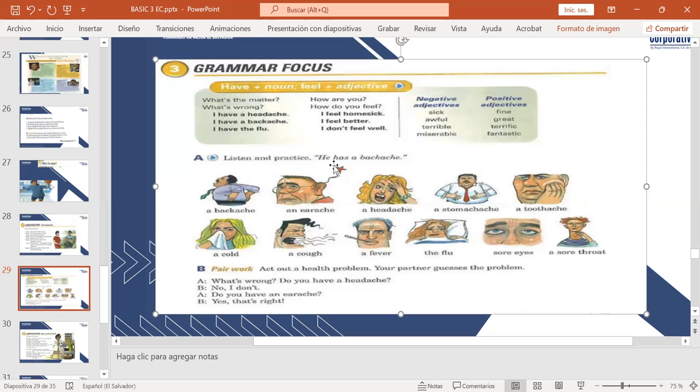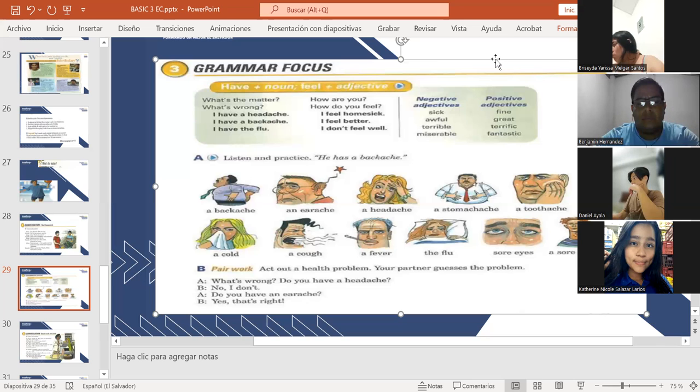Now we're going to have a practice here. You're going to say he or she has, okay? He has a backache. If I say a backache, you're going to say it. I'm going to call Briseida Yarisa. ¿Comprenden la actividad? I'm going to say an earache. ¿Y usted diría?